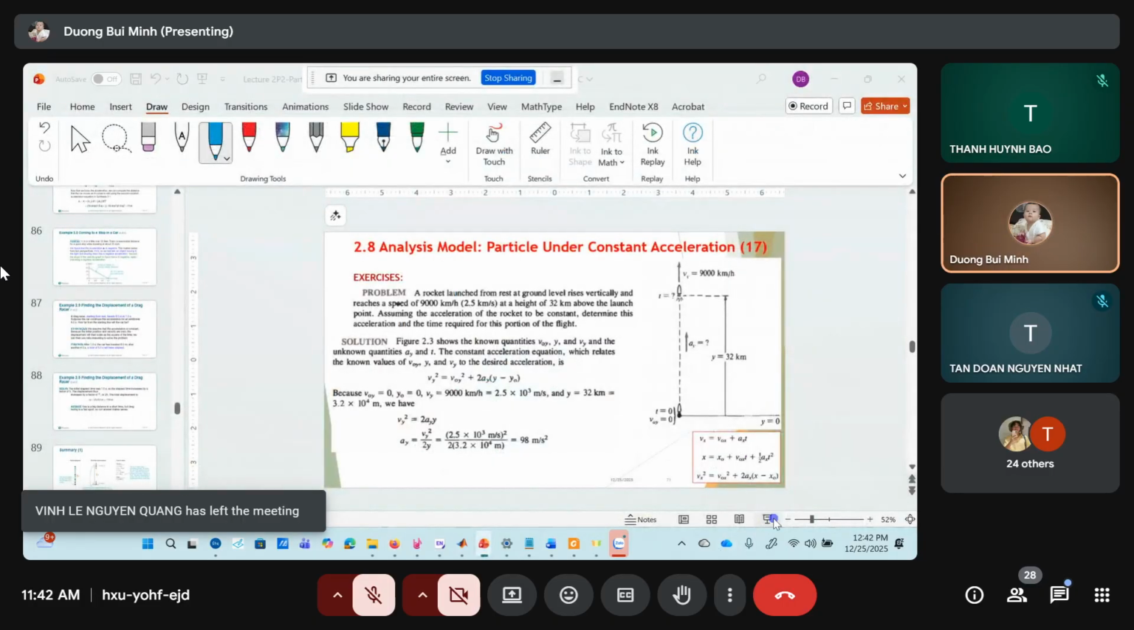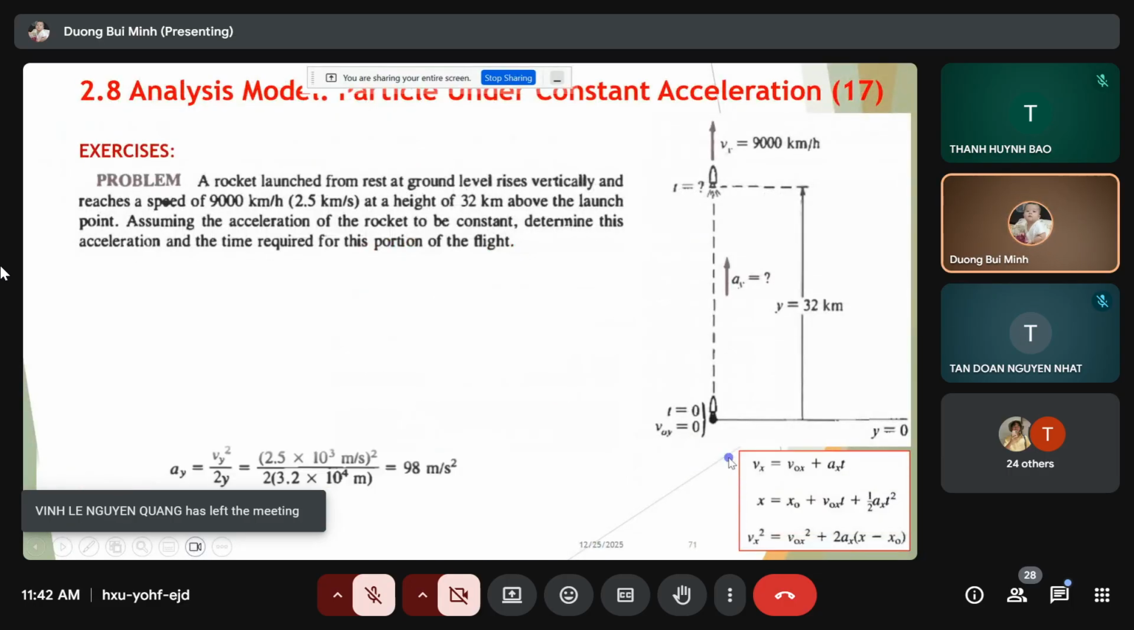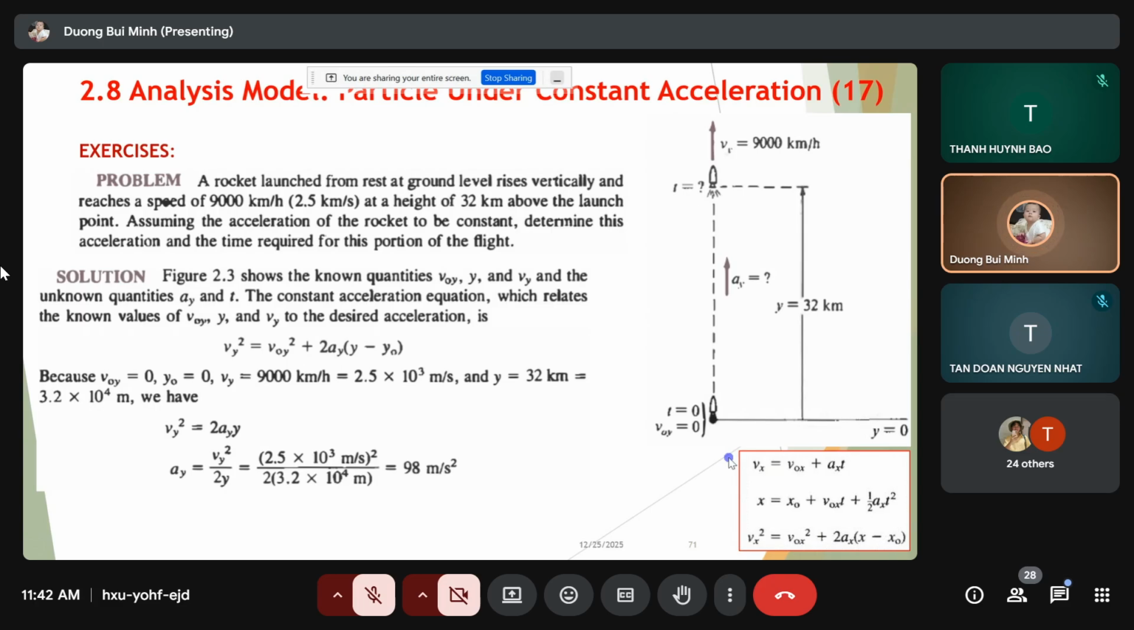Okay, continue. So this example, we have a rocket launched from rest at ground level, rising vertically and reaching a very high speed, 2.5 kilometer per second, at a height of 30 kilometer.